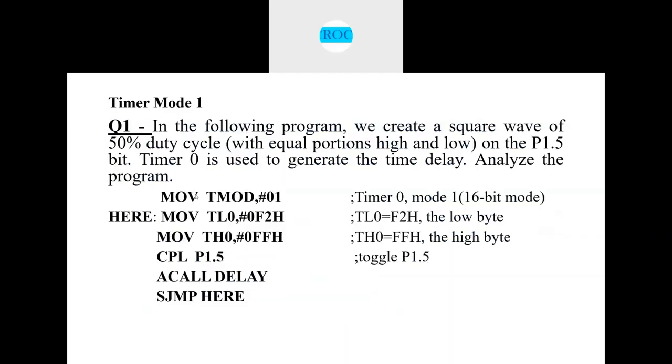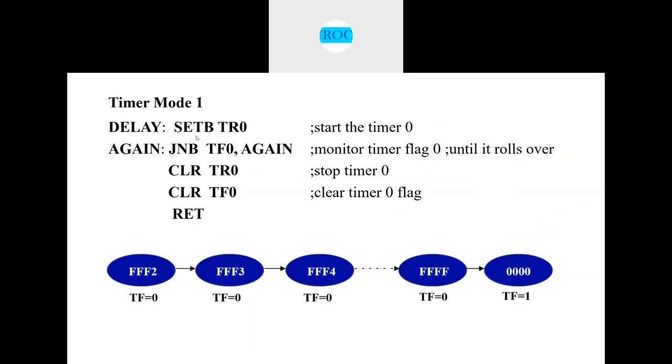Start the timer. Now what happened? SETB TR0, the timer has started, right? So now timer 0 is receiving the clock pulses. As the number of clock pulses increases, the count in timer 0 also increases. Now next, I do JNB TF0. Again it is TF0. What is this?